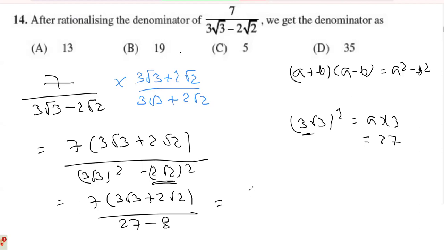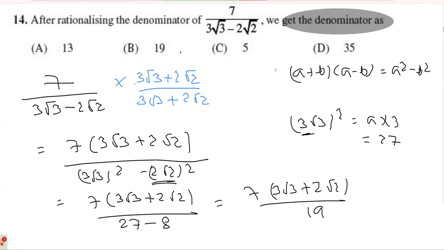Now what we'll get here is 7 times 3 root 3 plus 2 root 2 over 27 minus 8, which is 19. As I told you, we are just looking for the denominator here, right? So it is 19. Need to be careful that in such a situation, even if there is some number which divides 19, we should not reduce it, because we are just focusing on rationalizing the denominator.